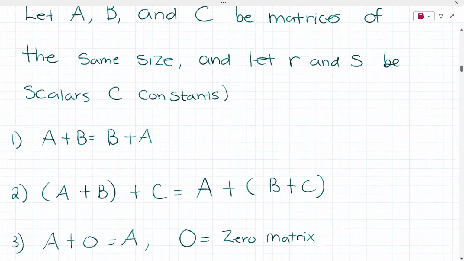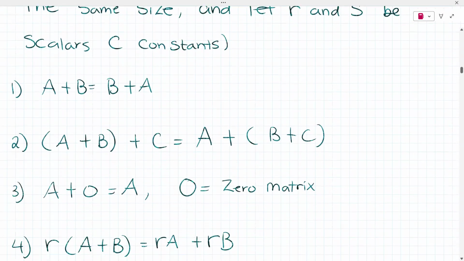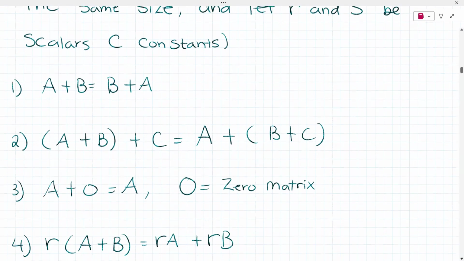If you have parentheses A plus B, plus C, that can also be expressed as A plus parentheses B plus C. And if you have A plus 0, that's just going to give you your A matrix. It's also called the zero matrix. Now, this is something very important.